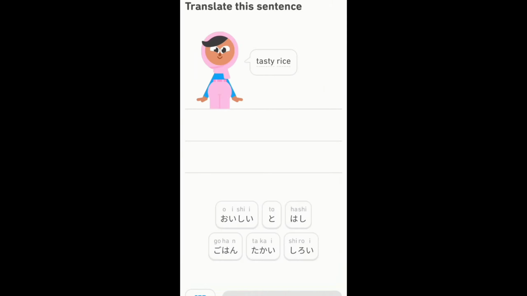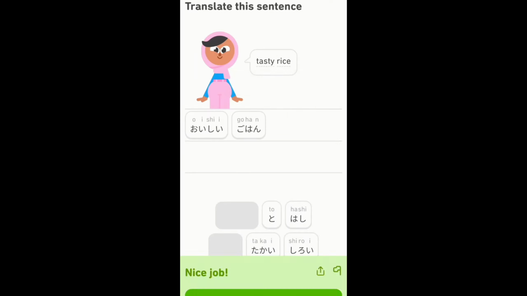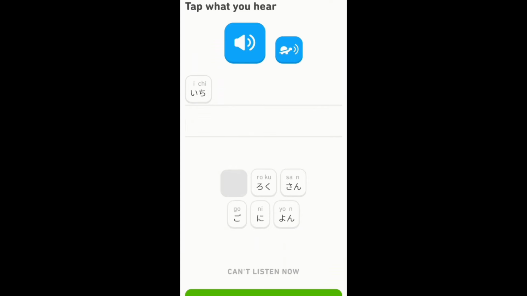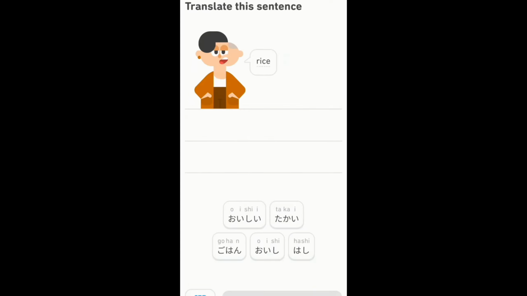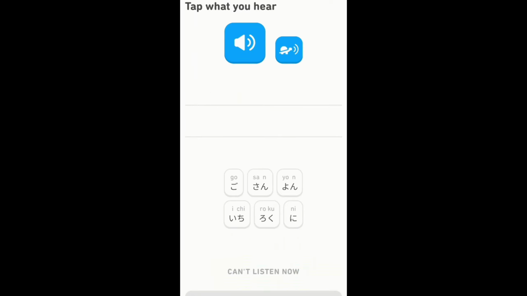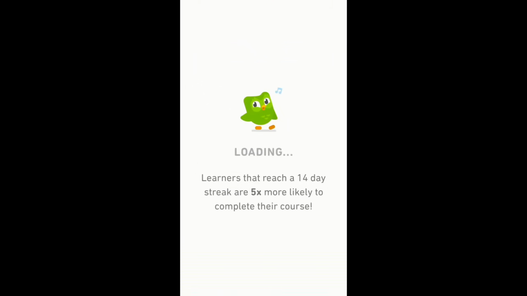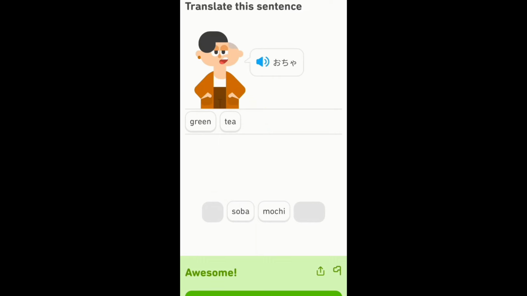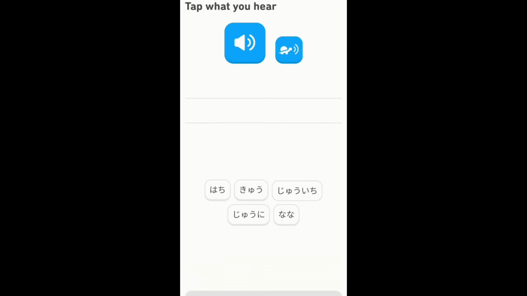So tasty rice. If you were looking at the screen before, you would have seen gohan, which is rice. And what is rice? Gohan, right? So now it'd be yon, go, roku, niku, which is meat, yon, which is 4, ni, san, which is 2, and san, which is 3. Now what is ocha? Green tea.